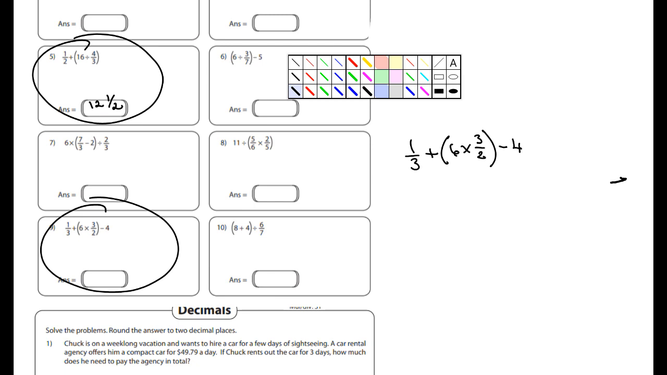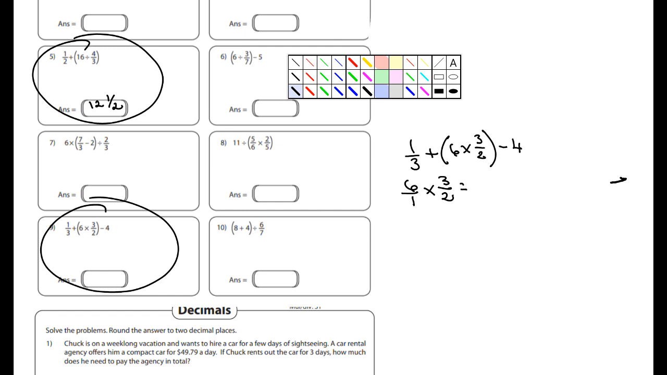So PEMDAS, what's the first thing we do? First thing we do is what's in the parentheses. 6 times 3/2. So how do we change the 6 so it's a fraction we can work with here? Well, you just put 6/1, and then it's times 3/2. Do we need to do anything else? Well, it's not division, so we don't have to do that keep, change, flip. It's just multiplication. And when you multiply two fractions together, you just simply go straight across.